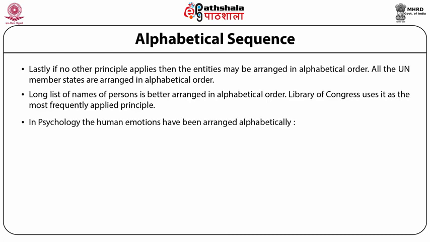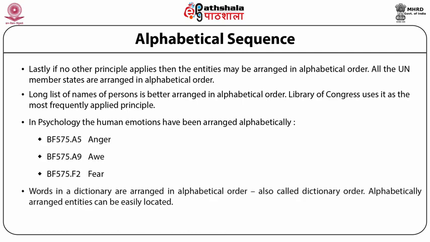In psychology, for example, the human emotions have been arranged alphabetically in the Library of Congress. Anger, awe, fear. Words in a dictionary are arranged in alphabetical order, otherwise it won't be possible to consult the order in them, and this is also known as dictionary order. So alphabetical order or dictionary orders are synonymous. Alphabetically arranged entries can be easily located, and of course it is also a political tool.